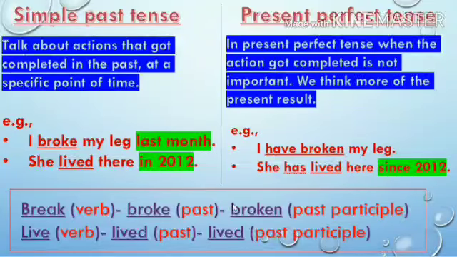When we say she lived there in 2012, here we understand that she lived in 2012. That means she no longer lives now. But when we say she has lived here since 2012, we understand that she started living here from 2012 and she still lives here up to now. So this action is not finished. Clear? Understood the difference? Let's understand it this way.